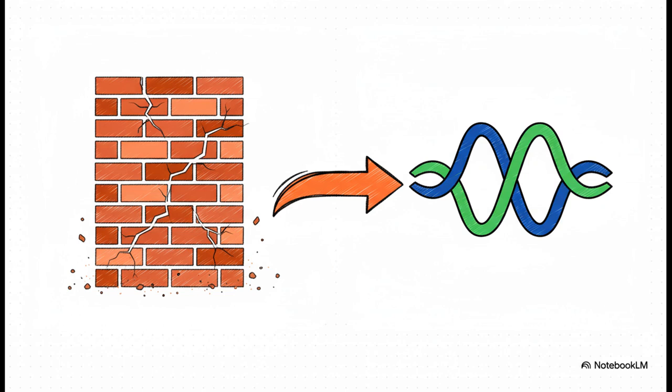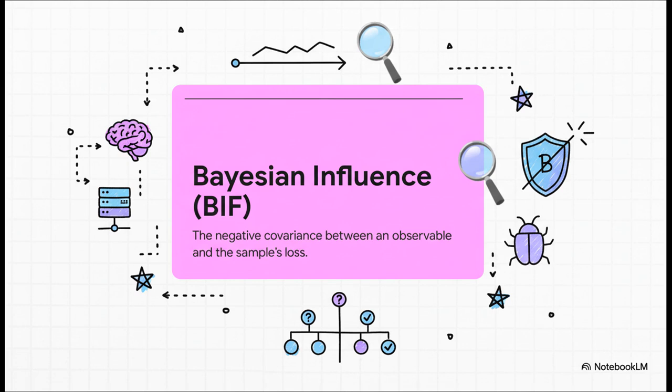By switching from a single point to this cloud of possibilities, you get to swap that impossible Hessian math for something much, much simpler: covariance. Covariance is just a standard statistical tool that asks, when this thing changes, how does that other thing change with it? That's it. And that brings us to the hero of the story, the Bayesian Influence Function, or BIF.